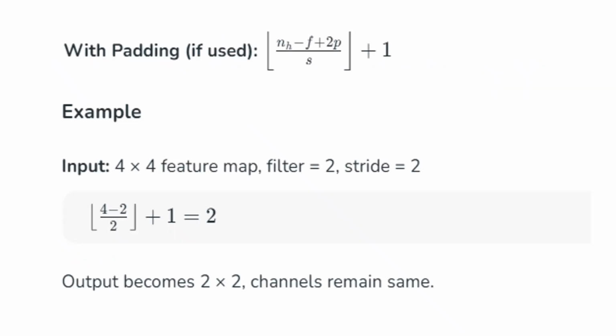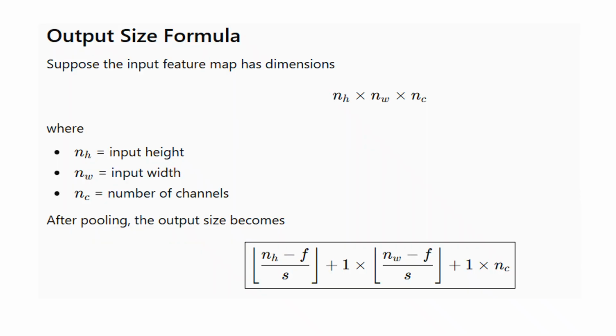To properly build and architect our networks, we must understand how spatial dimensions shift. Please refer to the formula of the output size for a pooling layer displayed on the screen to see how the output height and width map out alongside the channel count. In certain network setups, padding is introduced around the boundaries of our feature maps to preserve edge information. When padding is applied to the input, please refer to the modified formula with padding displayed here on the slide.